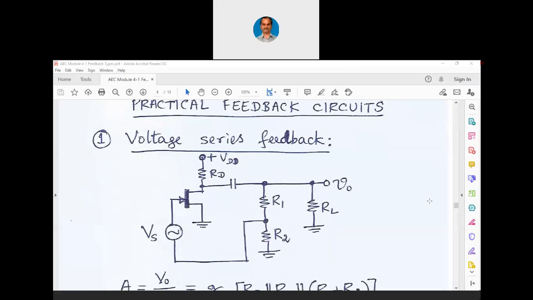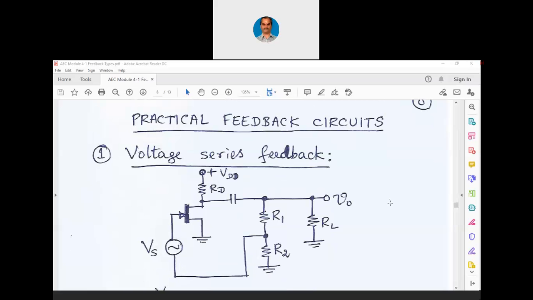Now let us see some practical feedback circuits. The first example is voltage series feedback. Now you can see, you will not see the amplifier circuit fully here. The FET itself is working like an amplifier here now with only the drain resistance. As we already know, for the gate there is no need of a resistance. We have been using resistance only for biasing the FET.